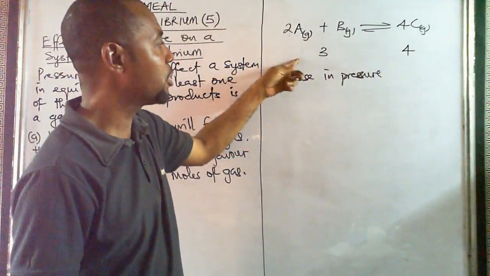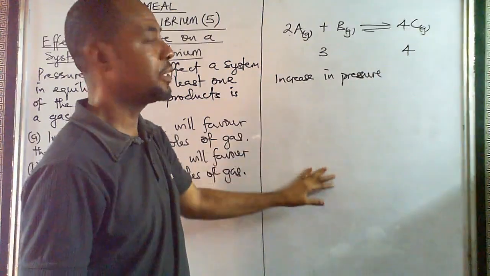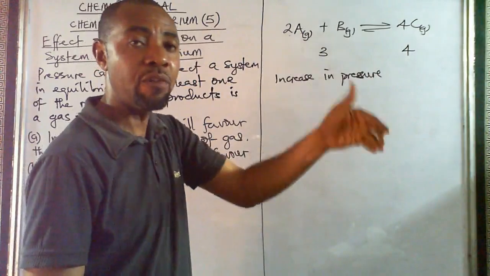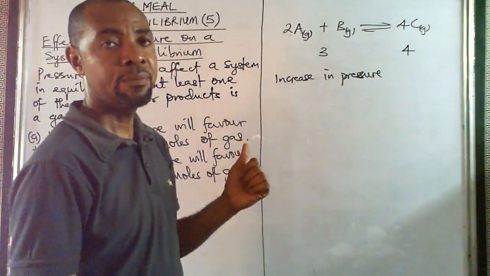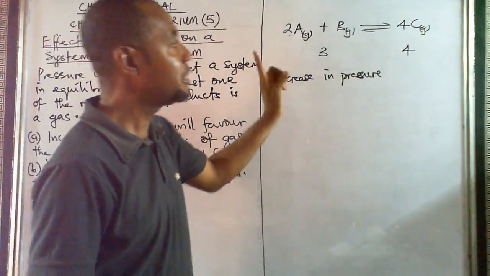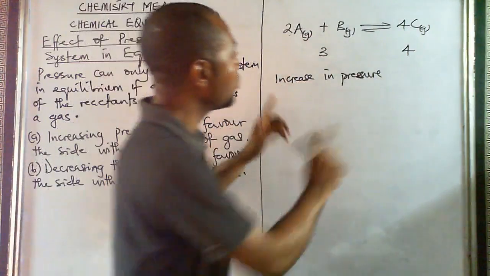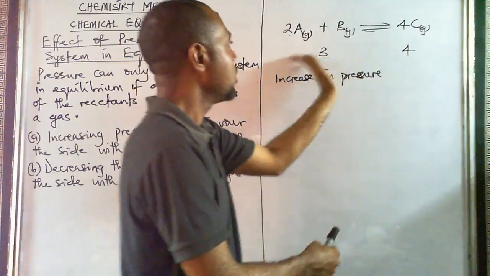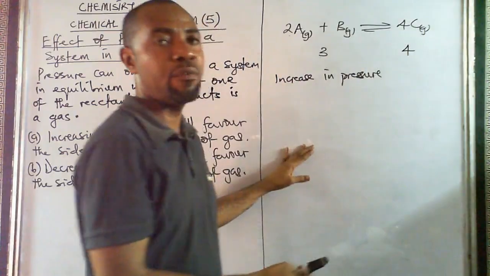Why will the equilibrium shift to the left? Because the left-hand side has fewer moles of gas. When you increase pressure, take it again, an increase in pressure will favor fewer moles of gas. Now, a decrease in pressure will favor higher moles. So if you increase pressure here, the equilibrium will check which side has fewer moles, this side. So the position of equilibrium will start shifting to this side. That means the backward reaction will be favored.